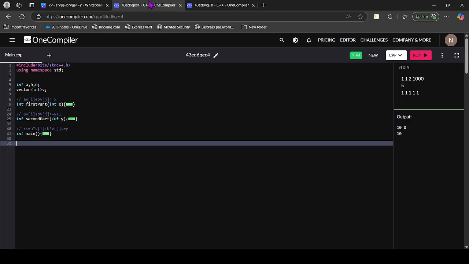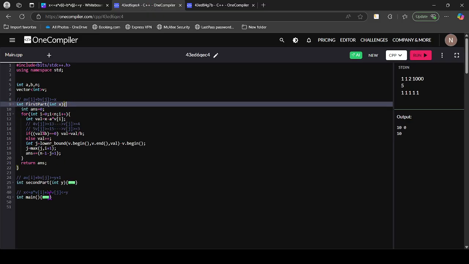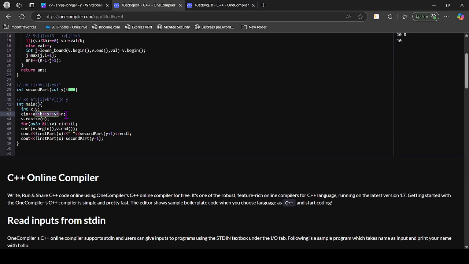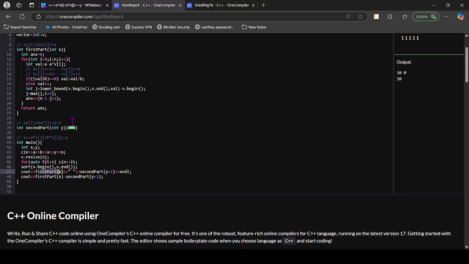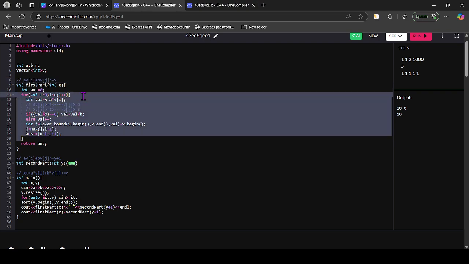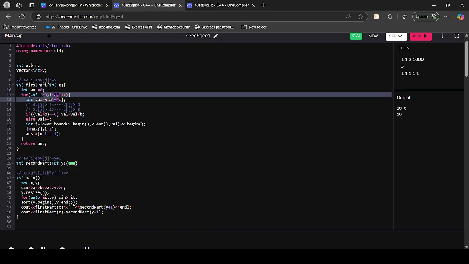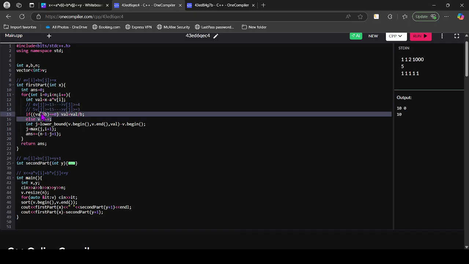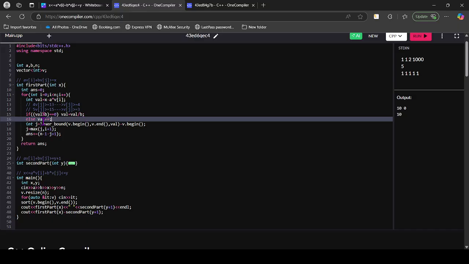So let's check the code. We are taking the input a, b, x, and y, and n, and we are taking a vector. We are sorting it to use the lower bound. And now we are finding the first part, where we find the number of pairs where the sum is greater than or equal to x. So as discussed before, we are traversing the array and finding the value we want from the upper bound. And if it is divisible, we are not going to change anything. And if it is not, we are incrementing the value.